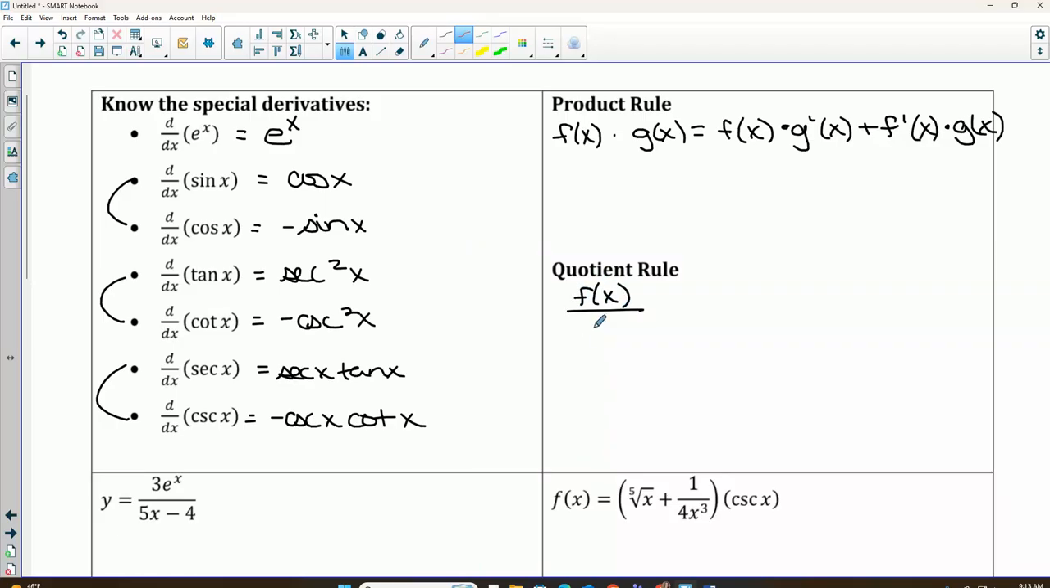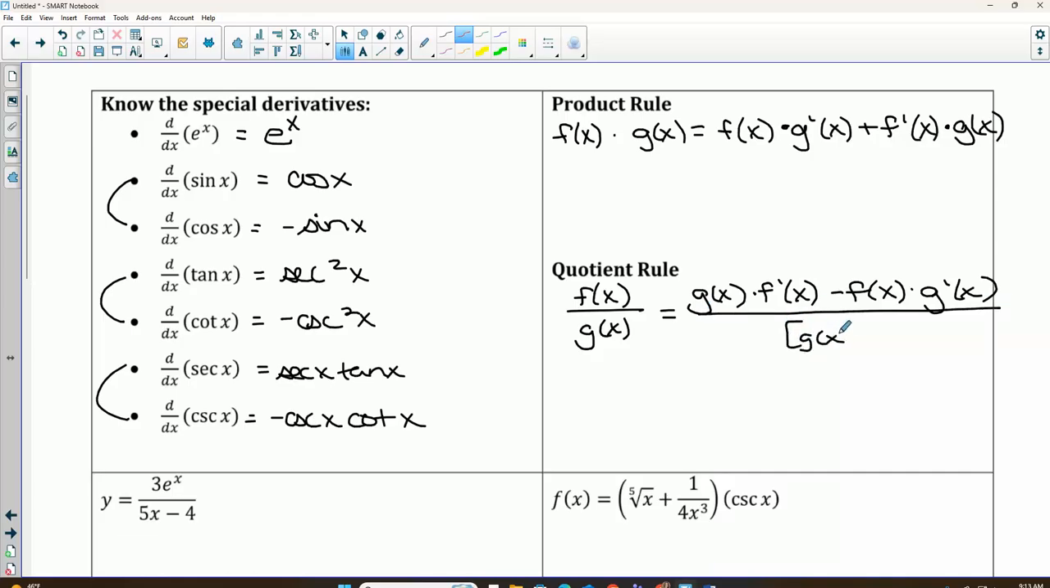Quotient. If you have 2 functions being divided. So it's low, so the bottom, d high, minus high, d low, derivative of the bottom, over low, squared. So low d high minus high d low over low squared. Make sure you are using product and quotient rule correctly.